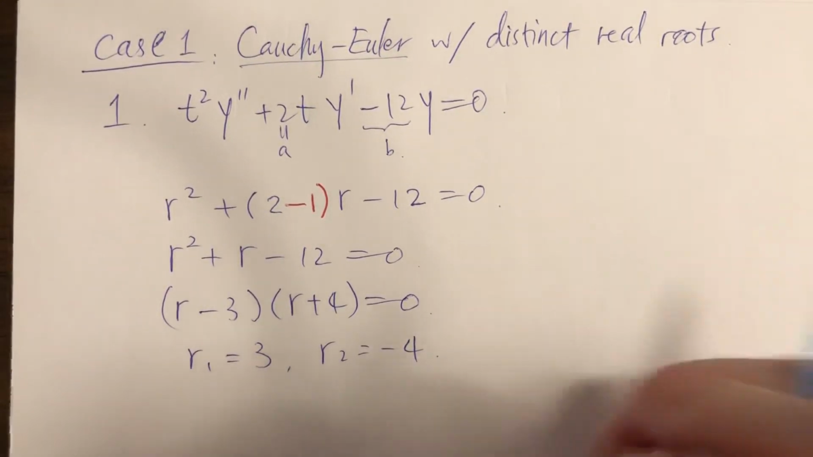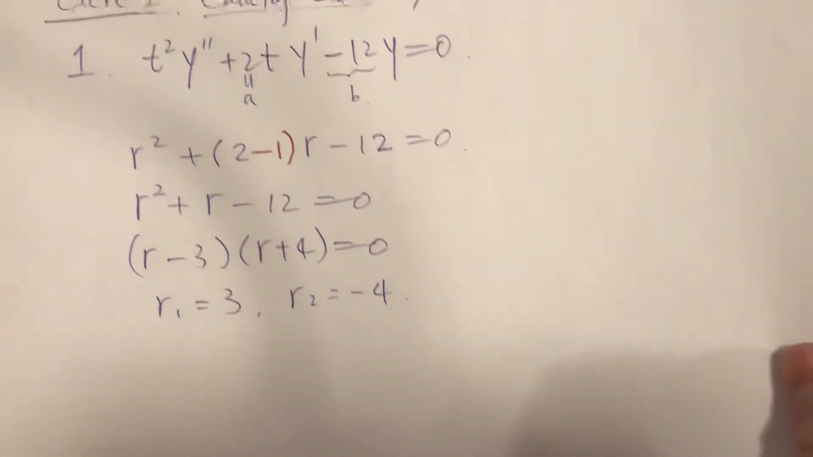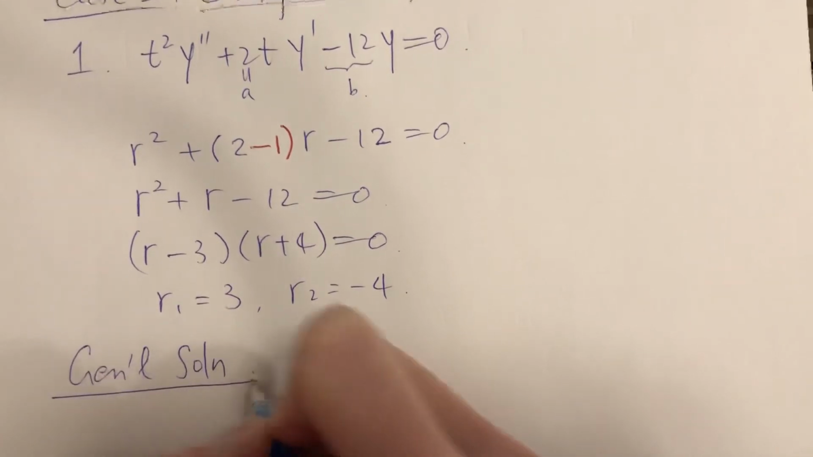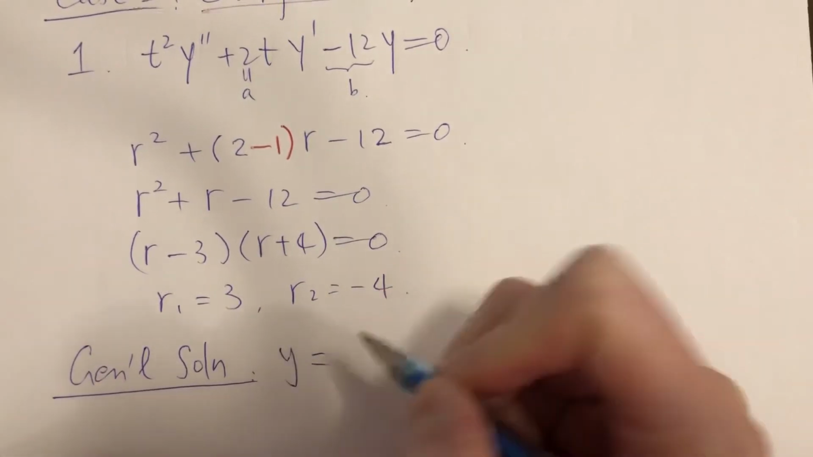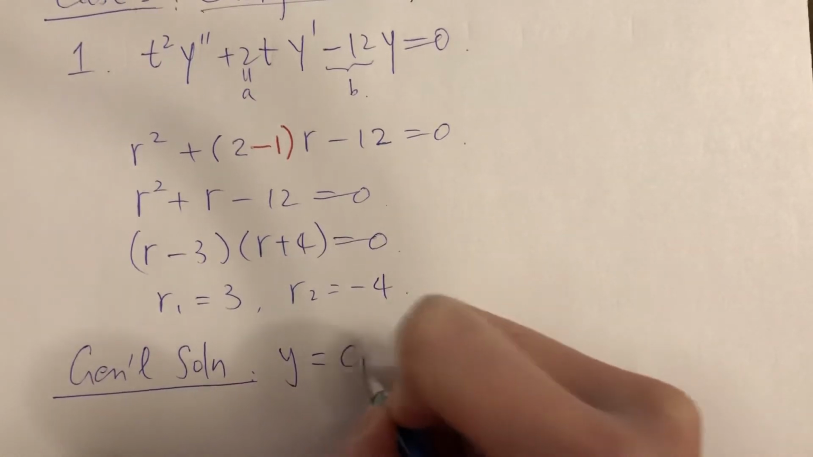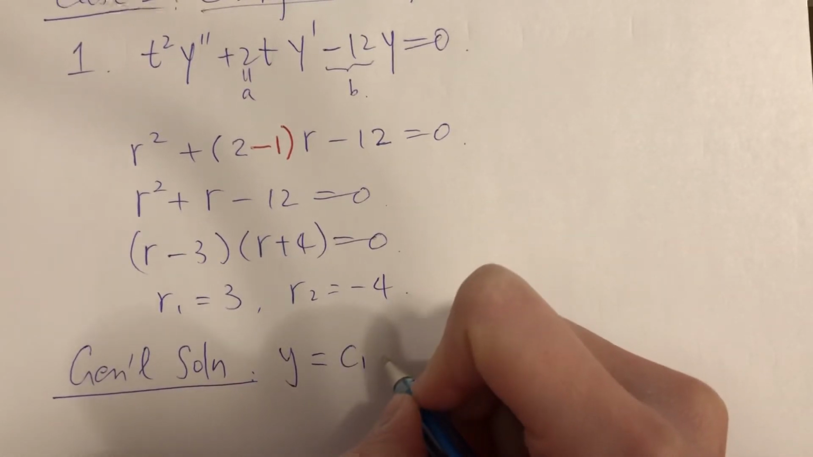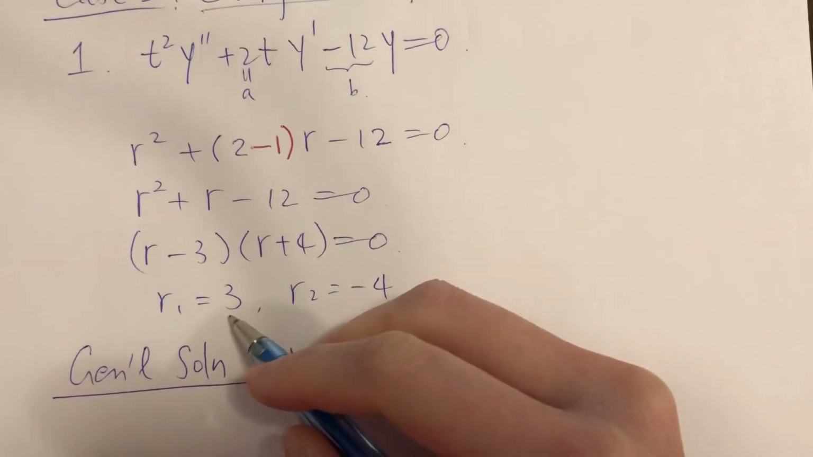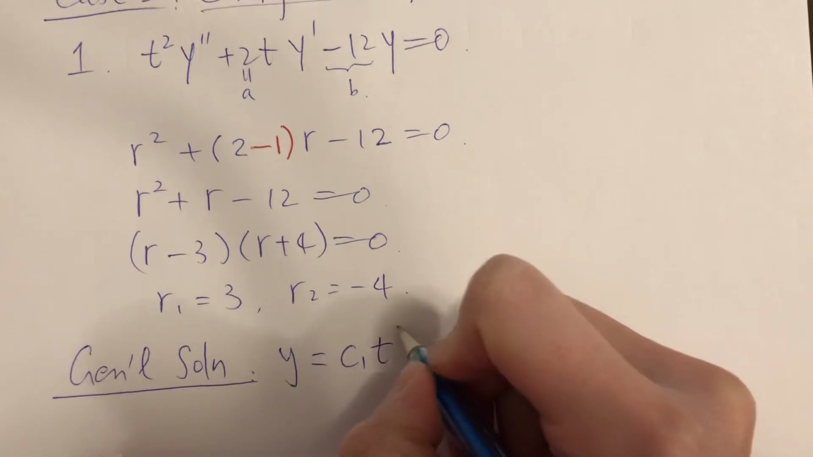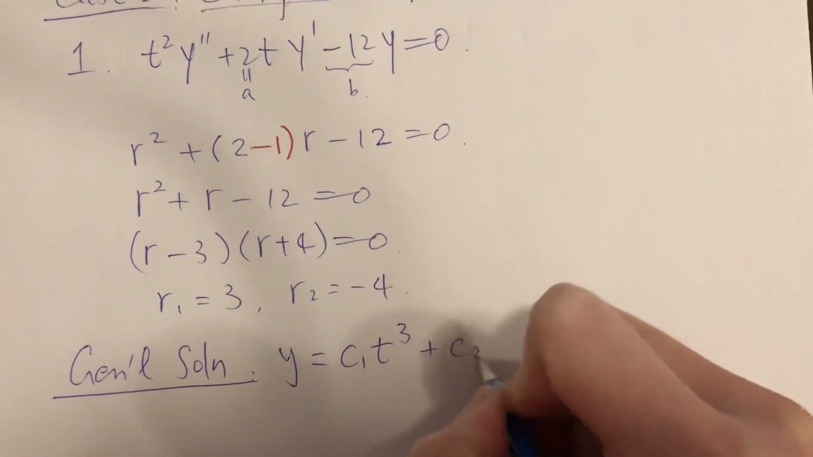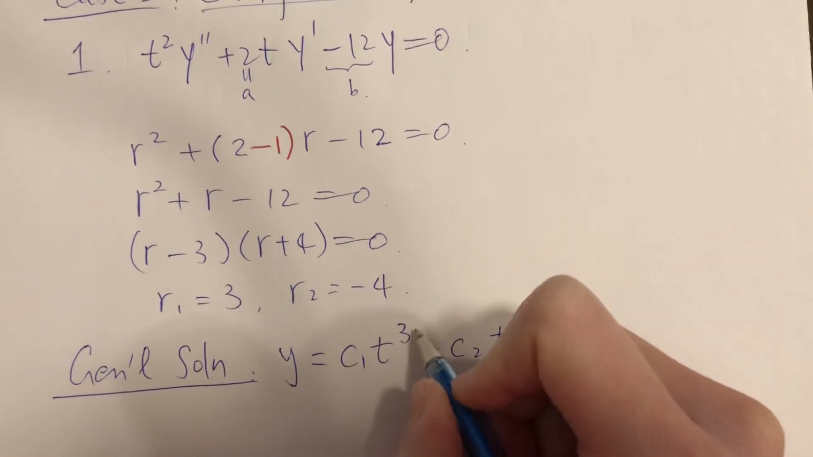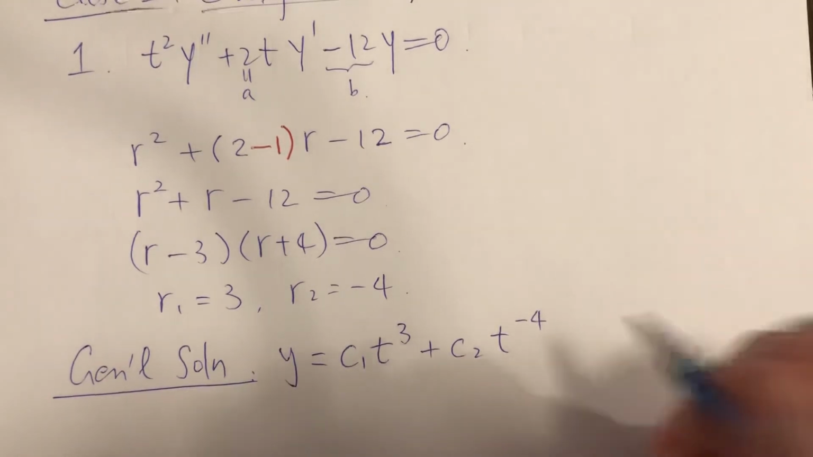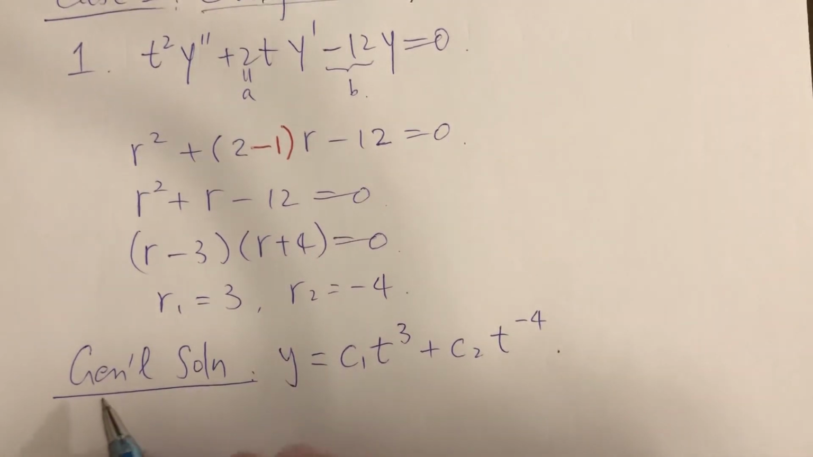And then the general solution will look something like this. So general solution is y equal to c1. Now we don't have the exponential. In the Cauchy-Euler, we have t to the whatever the root is. So t to the 3 plus c2 t to the negative 4. And there's no variable here. You just put the root as the exponent. And that's all. That's how you write down the general solution.